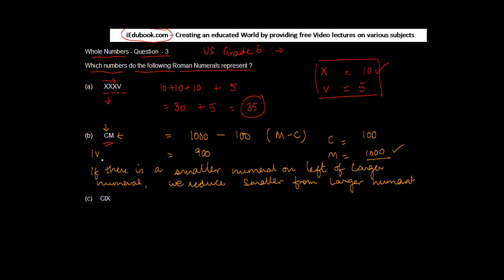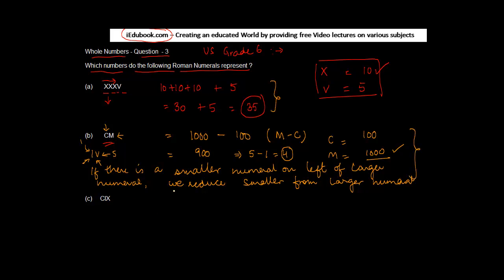Similar would be the case if you had I and V. I represents 1 and V represents 5. So to get the value of IV, you would write 5 minus 1, or 4. If a smaller number is placed on the left of a larger number, you reduce the value of the smaller number from the larger one.